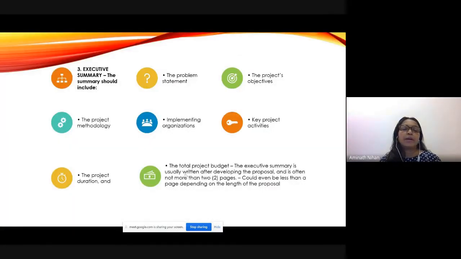Okay, the executive summary. The third part is the executive summary, but we will be writing it a little bit later, because the executive summary should have all these parts: the problem statement, objectives, methodology, implementing organizations, all the activities that you are going to implement, the project duration, and the budget. So the executive summary can only be written right at the end, when all these parts are complete, because when people read it, they learn what's going to happen, what the activities are, how they will be conducted, during which stages or what time of the year, when the project will start and end, and the budget, right? So now we will work on this a bit later.